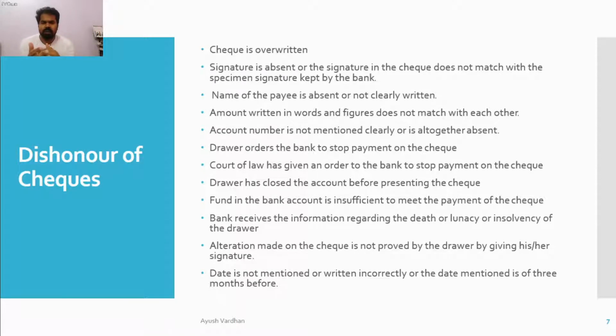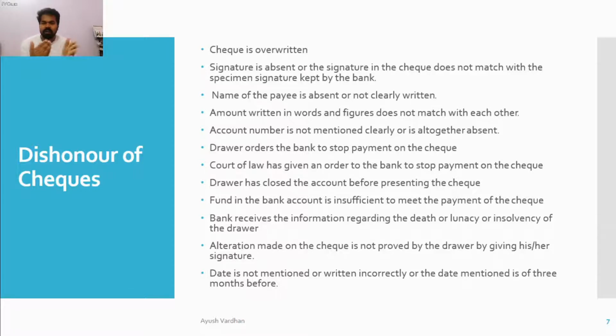Why does that happen when a check is overwritten? It means the name on the check is not clear or is written twice, so that could be a reason. The signature is absent, or the signature is not made or doesn't match the bank specimen copy. Third, the name of the payee is absent or not clearly written, that is, whom you are paying. Or the amount written in words and figures doesn't match. So in the words something else is written, and in the digits something else is written.